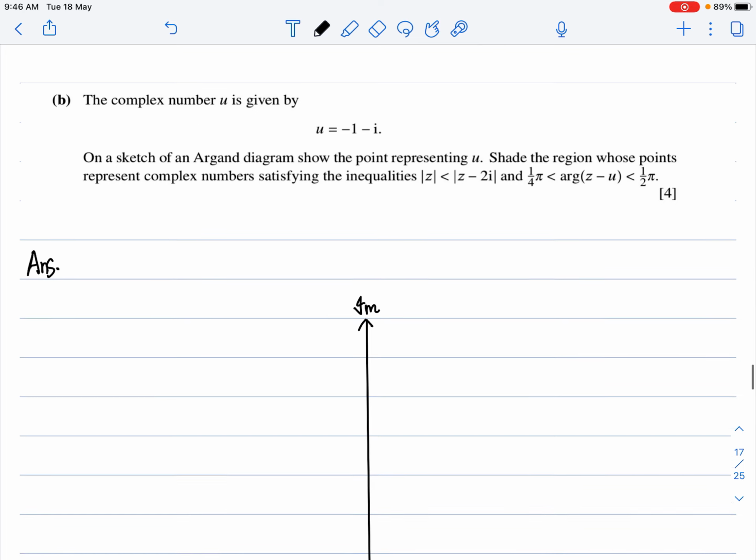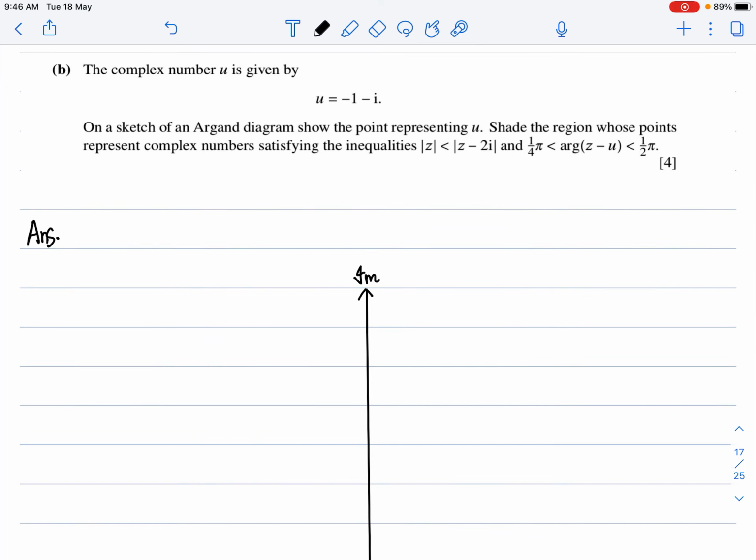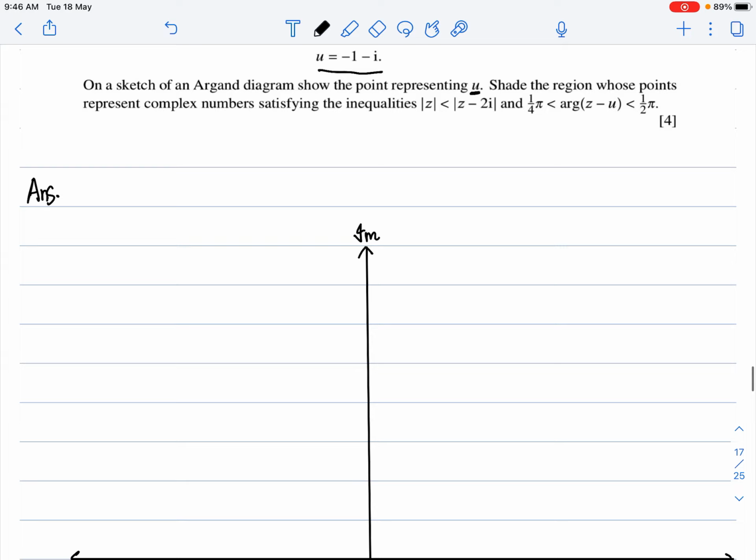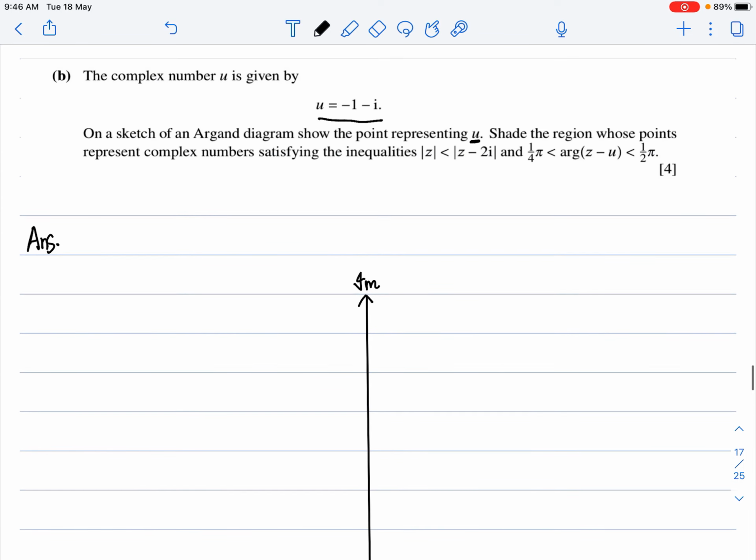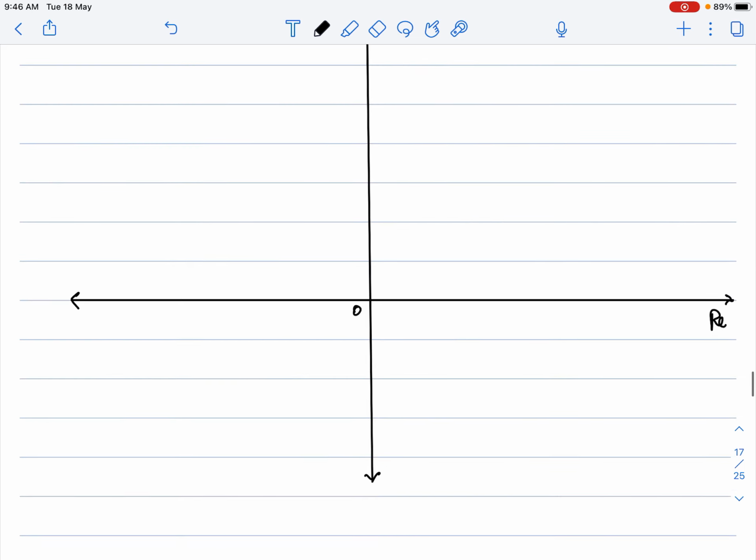Now, the B part. The complex number u is given by, so they have given us a complex number. So on the sketch of an Argand diagram, we need to first show a point representing u. Okay. So, where will u lie? If you see u, the coordinates is simply minus 1, comma minus 1, because there's minus 1 in the real part, minus 1 in the imaginary part. So I'll have simply minus 1 somewhere here.